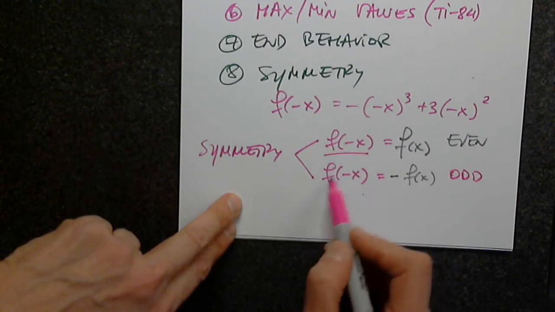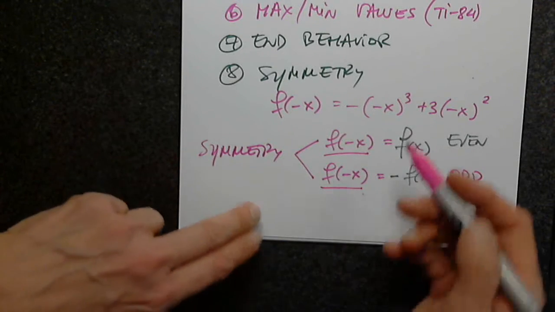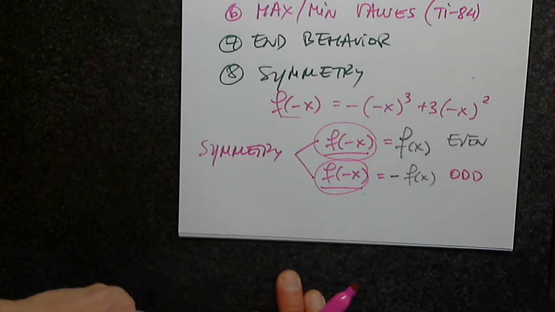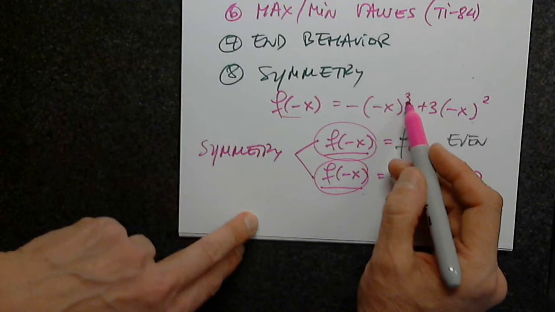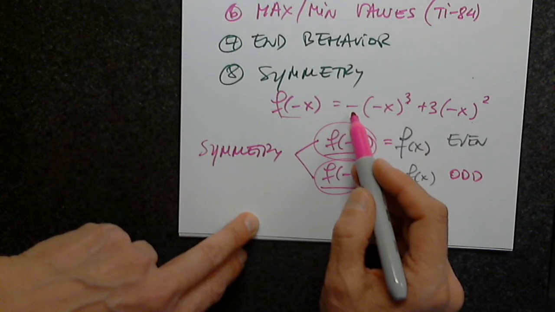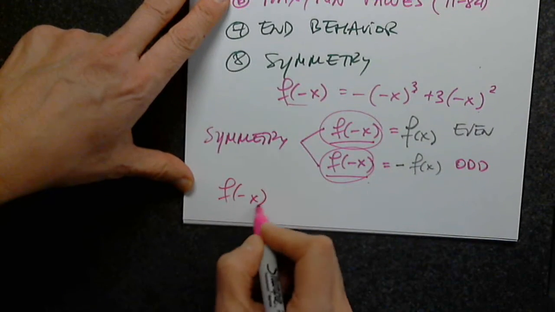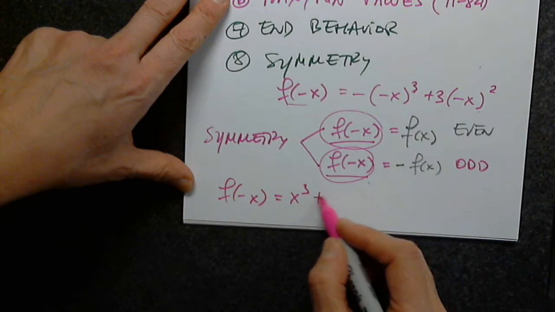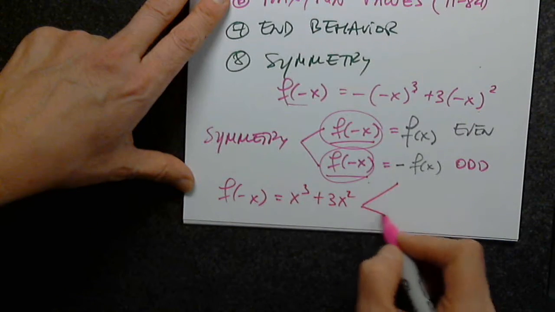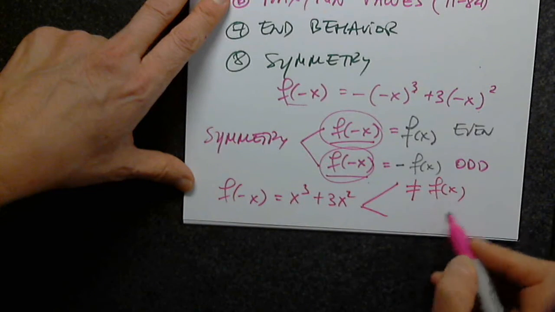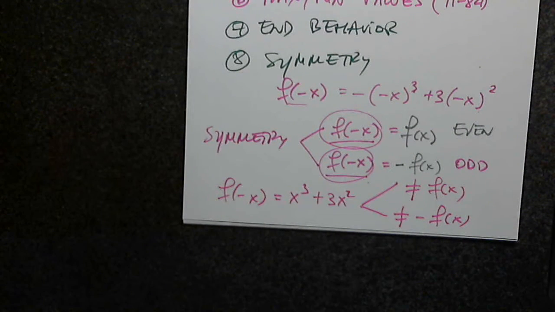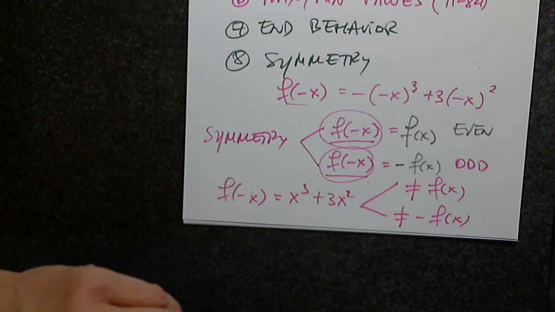But in any event, we have to determine f of negative x. I don't know if it's even or odd before I calculate or determine f of negative x. So negative x to the third will be negative x to the third, but with minus in front will be positive x to the third. And negative x squared is x squared with 3 in front is positive 3x squared. Well, it turns out that this is not the same as the function, and it's not negative the function. So not symmetric.